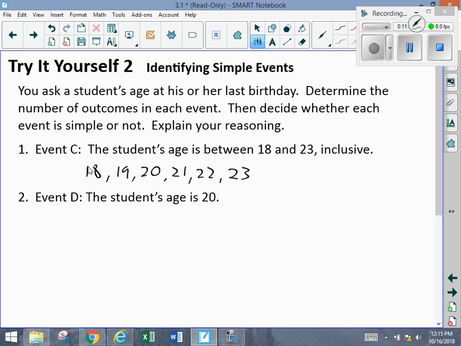Well, that's really weird. I meant to say 23. I'm not sure where 13 came from. I was already thinking ahead. I wanted to say that this is not simple, right? The student's age is 20. The only possible outcome is 20, so this is simple.